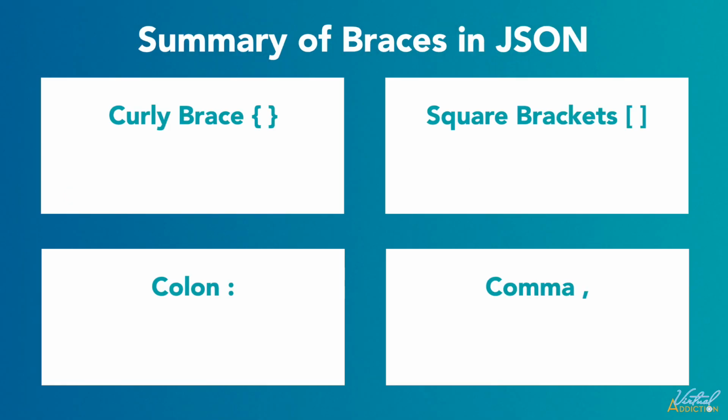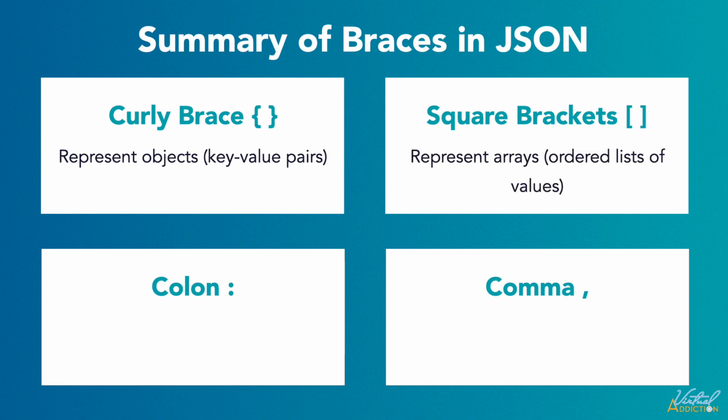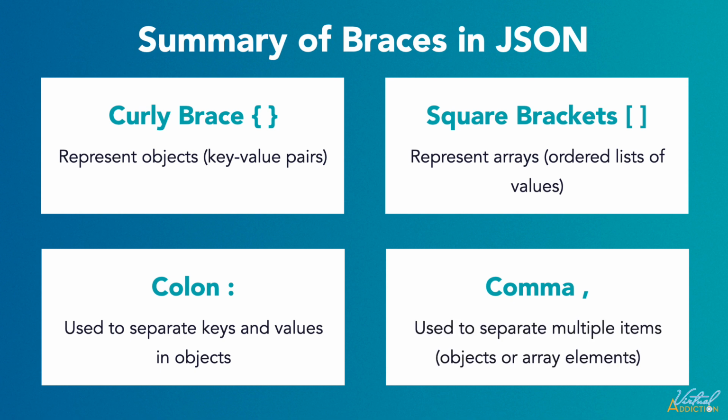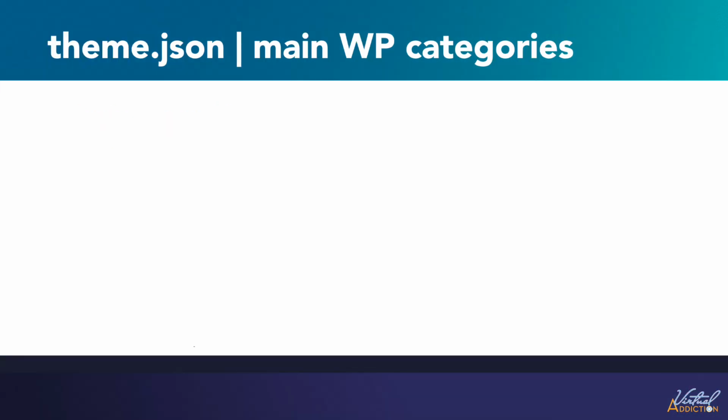Here's a quick summary of how we use braces and notation in JSON. Keep in mind that a curly brace always represents an object. Objects are represented with key value pairs. The square brackets represent arrays. These are simply ordered lists of values. The colon is used to separate keys and values in objects. And the comma is used to separate multiple items. These can either be objects or array elements.